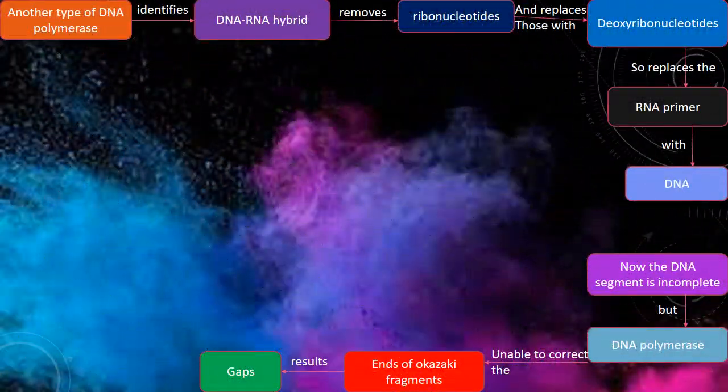Another type of DNA polymerase identifies the DNA-RNA hybrid, removes ribonucleotides and replaces those with deoxyribonucleotides. So it replaces the RNA primer with DNA. Now the DNA segment is incomplete, but DNA polymerase is unable to correct the ends of Okazaki fragments. This results in gaps.